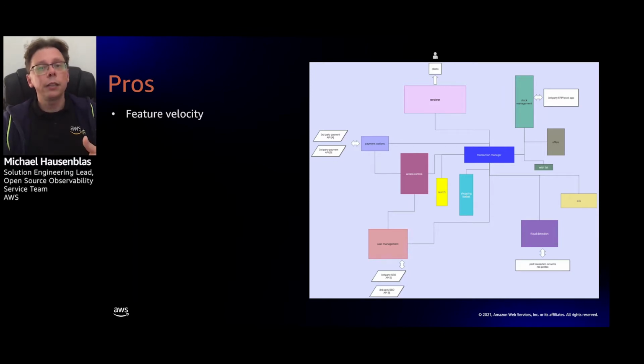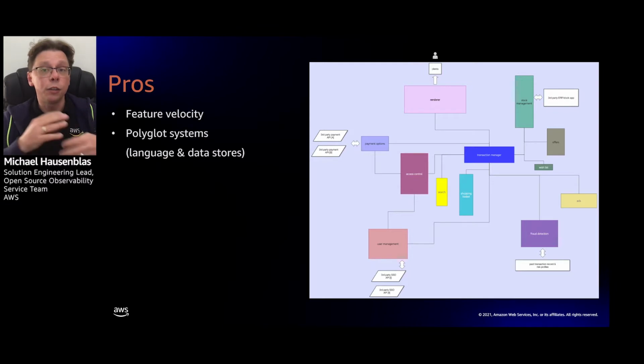One big advantage of microservices is the feature velocity, meaning that different teams can work on different microservices, iterate at different speeds, and together with the fact that you can usually use different programming languages, it makes up a polyglot system. Also, you can use different data stores for whatever kind of data you're dealing with.